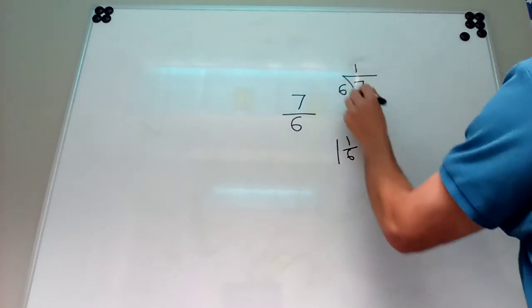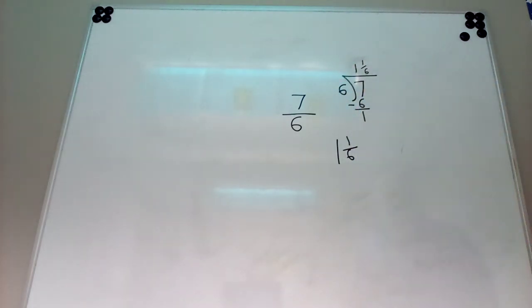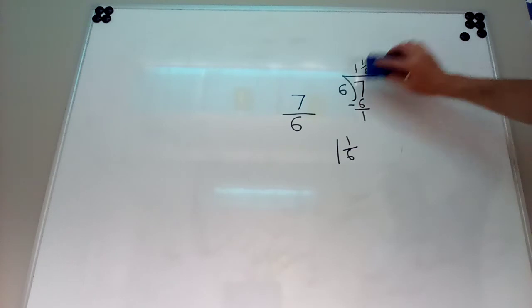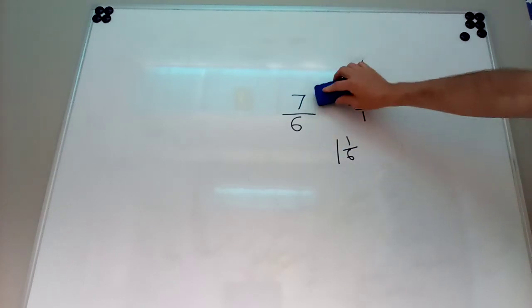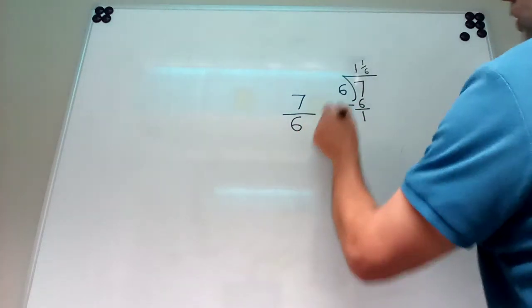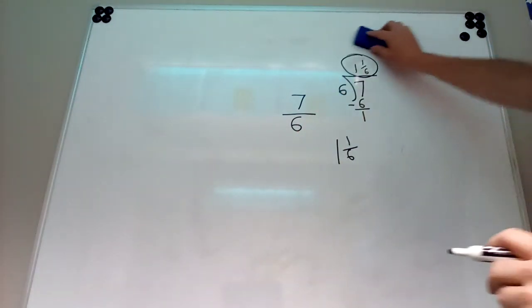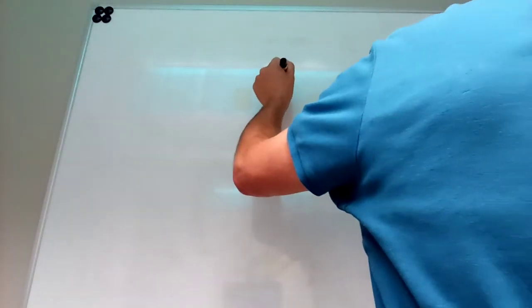I subtract, it leaves me 1. Well, there's my 1, I put my 1 over the 6, 1 1/6. That's how you would write it as a mixed number. That's how you would write an improper fraction as a mixed number. So 7/6 is the same as 1 1/6. Let's just do 1 or 2 more like that.